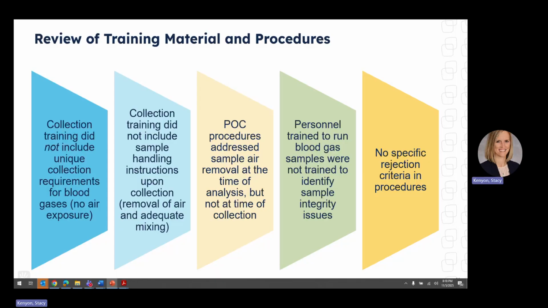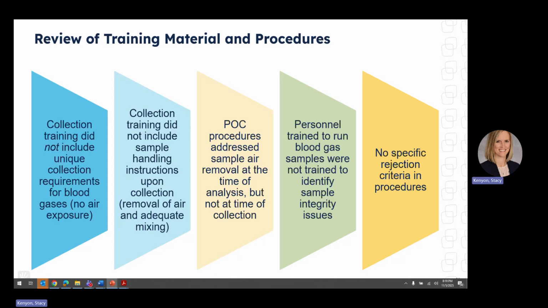The first discovery was that the collection training did not include the unique collection requirements for blood gases. Specifically, there was no mention that they can't be exposed to air. Our second finding, also related to collection training, was that it did not include sample handling instructions upon collection, so that if you do introduce air, you have to expel it immediately, and there was no mention of mixing the specimen immediately upon collection. We also found that the point of care procedures did address sample air removal at the time of analysis, but not at the time of collection, which is a problem if there's a delay between specimen collection and actually running the specimen.